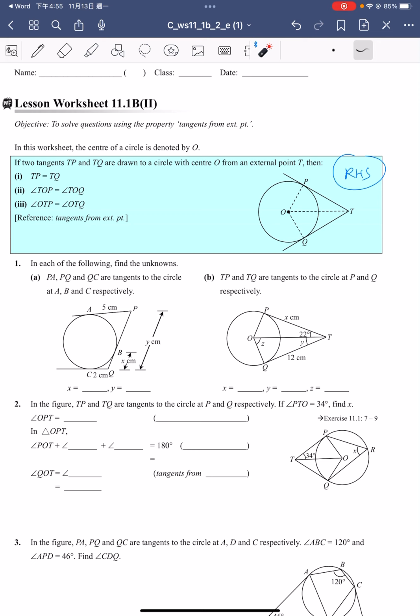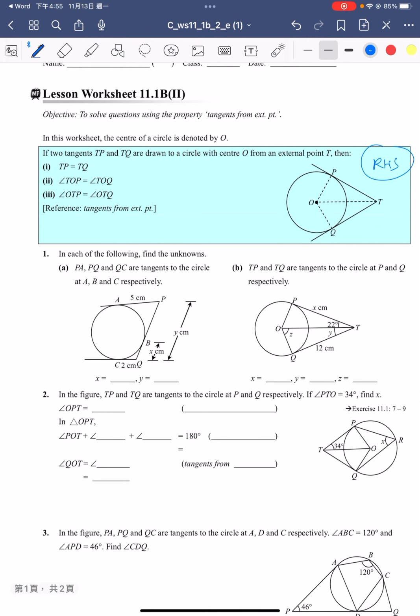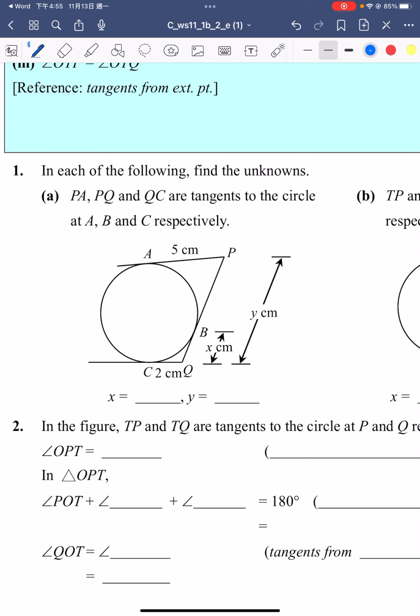Then we can try question 1. In question 1, we have three tangent lines touching at A, B and C respectively, but you don't have the center, so we illustrate a center O, and then we connect the center to C and to B as well. We can see that Q is an external point, which means that BQ is equal to CQ, which means that x is equal to CQ, which is equal to 2 cm.